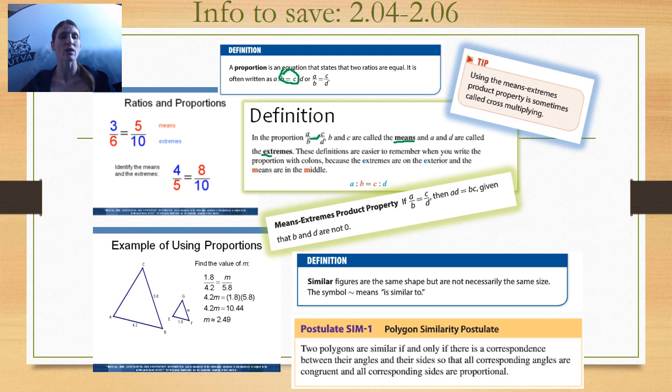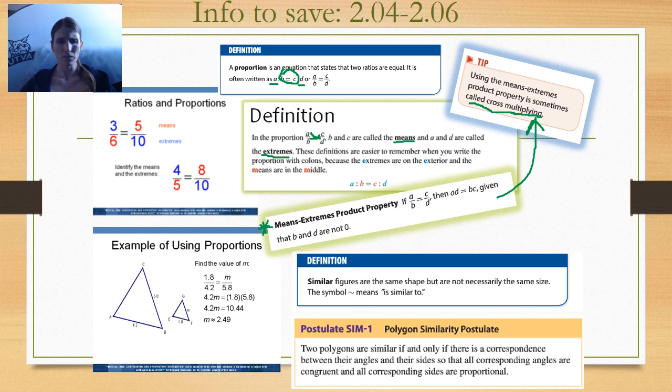The extremes are our outsides. So up here we have an A and a D on the outside. So those are the other direction, okay? Basically what it's saying is you can take A and D and times those two and that will equal B times C. And so what we really call this is cross multiplying, and that's probably what you've heard it more or less being. The means extremes product property is really just cross multiplying, okay? And that's essentially what you needed to really understand with means and extremes.